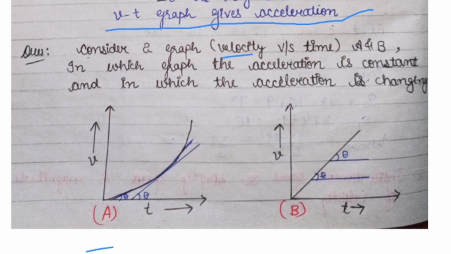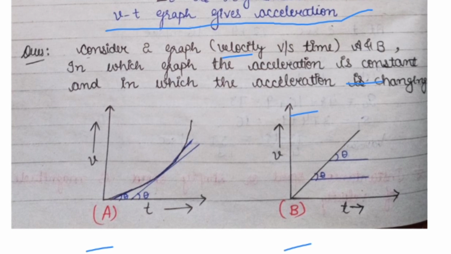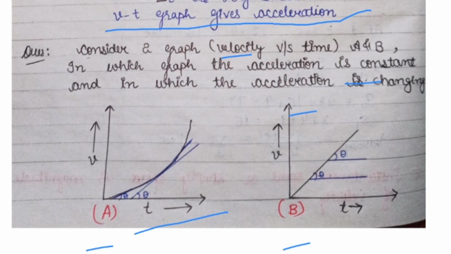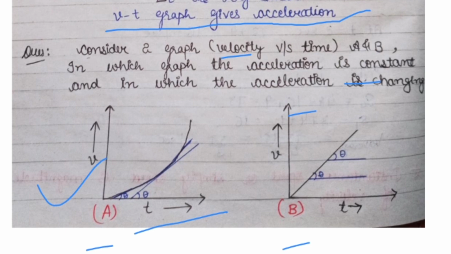There are two graphs, graph A and graph B. In which graph the acceleration is constant and in which graph acceleration is changing? Just pause the video for a minute and look at the two graphs and try to figure out in which acceleration is changing and in which it is constant. Now, let us look at graph A. In graph A, look at the slope of the graph. The slope of the graph is constantly changing. So, acceleration is changing. But in graph B, the slope is constant. So, acceleration is also constant.